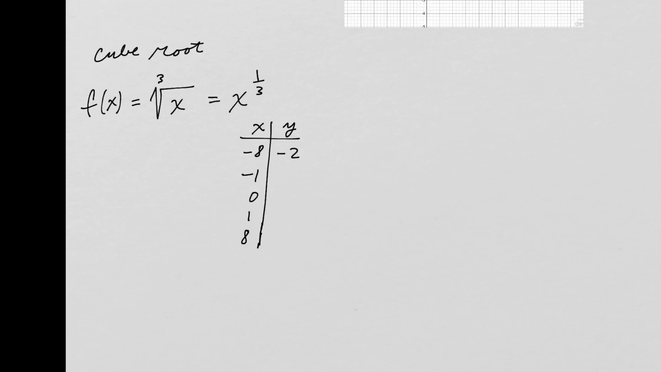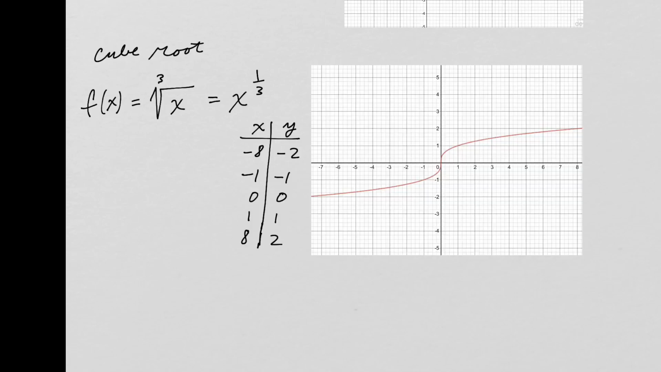If I plug in negative 1, can I think of something where if I multiply it by itself 3 times, I get negative 1? Yep, negative 1. 0 is just 0, right? 1 is going to be 1, and 8 is going to be 2, because 2 times 2 times 2 gives me 8. What does this look like? It looks like this. So 0, 0, 1, 1. If I go all the way to 8, this output is 2, right? Negative 1, negative 1. I didn't quite get it, but negative 8 here would be negative 2. Okay, so this is the general shape of the cube root function.